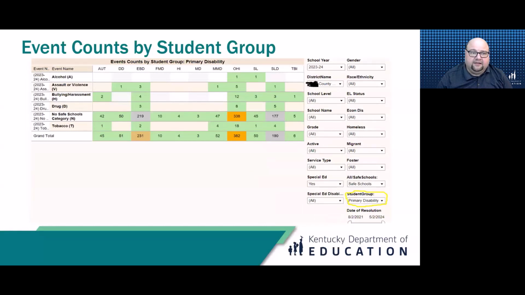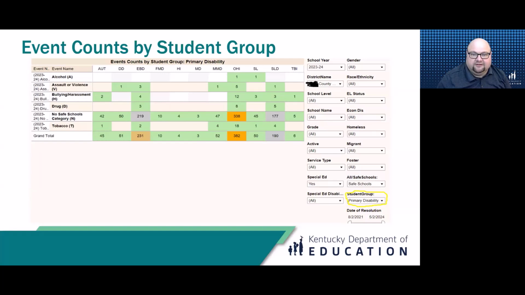There's also the event counts by student group. Notice what you can do here, and this is mine. As you can tell, I'm not as high tech as Amy is. I apparently just used Microsoft Paint to do this, it looks like, but you'll notice that I have the student group over there highlighted in a really horrible fashion with primary disability, and what it will do is it will show you. And notice I also have safe schools filtered. I apparently forgot to check that too. That will show you by category of disability where the safe schools events are occurring.